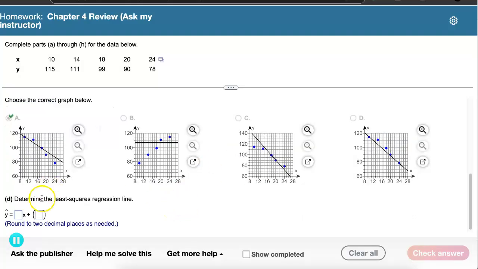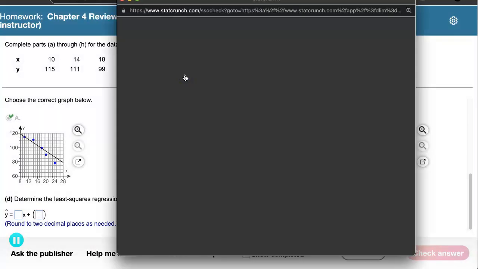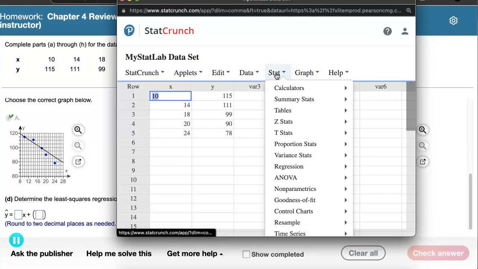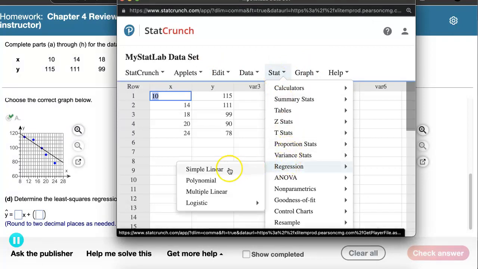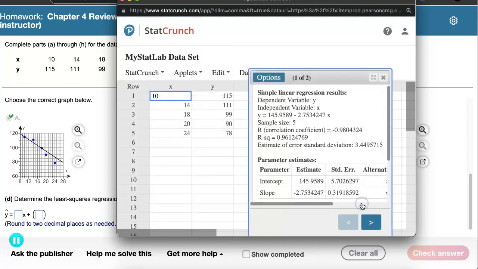All right, so now in part D, when we're asked to find the least squares regression line, we're going to go back to StatCrunch and use its statistical capabilities in order to complete this part. So I'm going to go back, open up my data in StatCrunch. I'll go to Stat, Regression, Simple Linear, the x variable was x, the y variable was y, and compute.